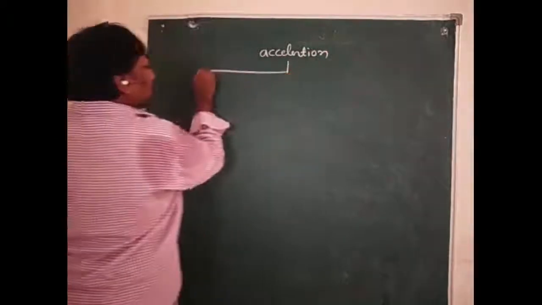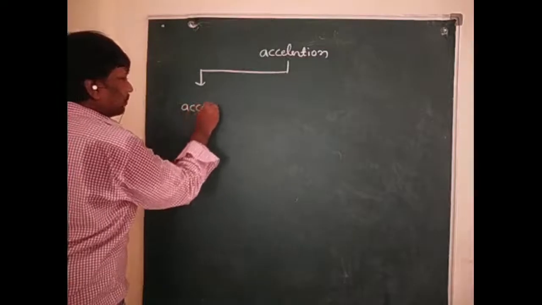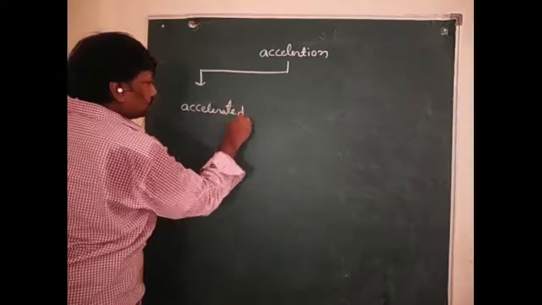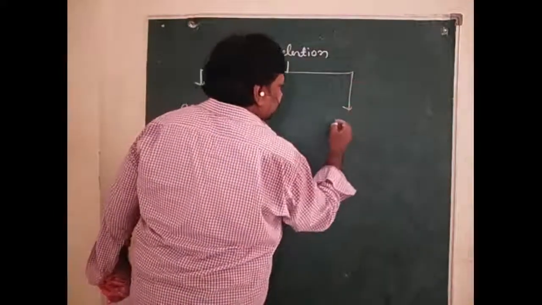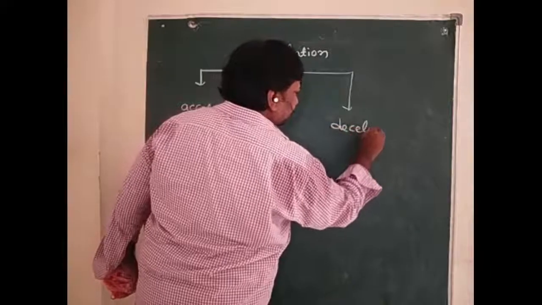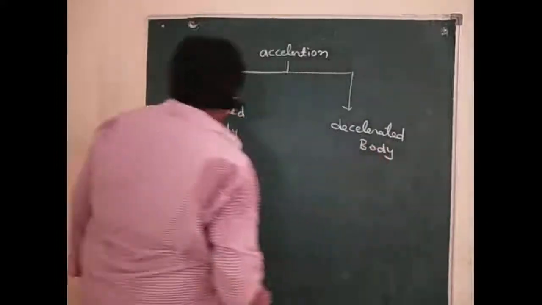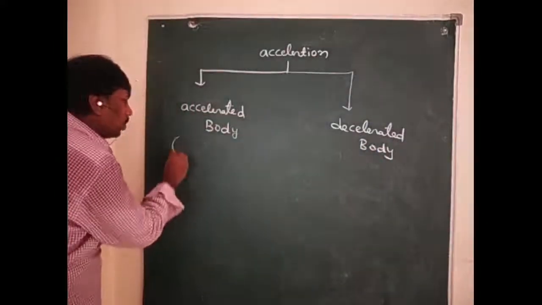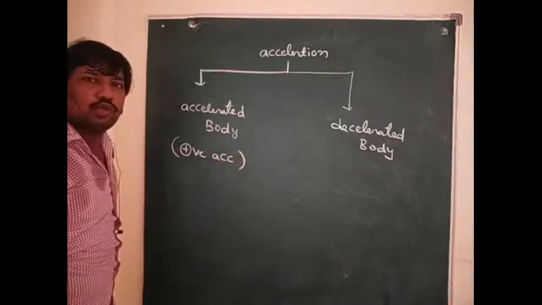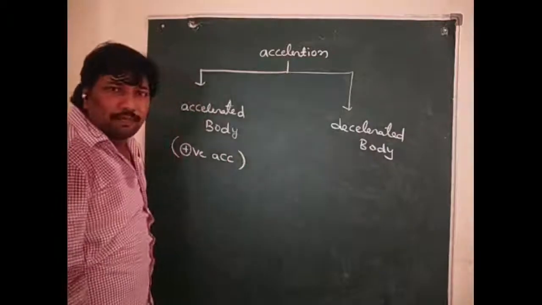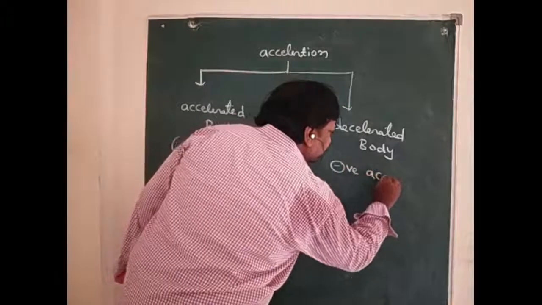Acceleration. There are two types: accelerated body and decelerated body. What is an accelerated body? An accelerated body means positive acceleration. It is having positive acceleration. Decelerated body means it is having negative acceleration.